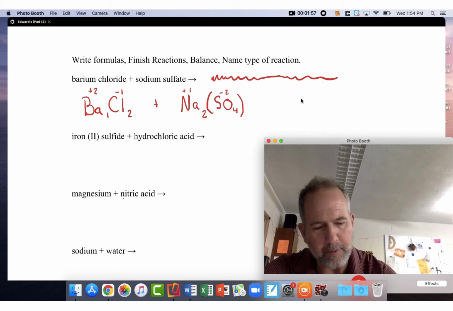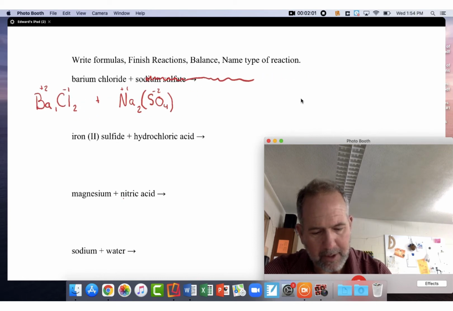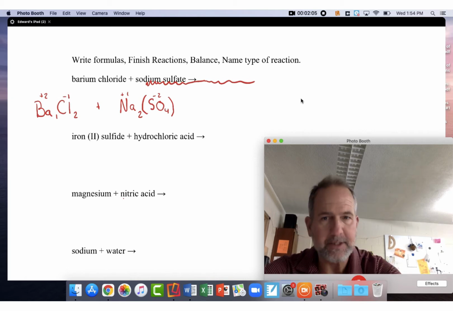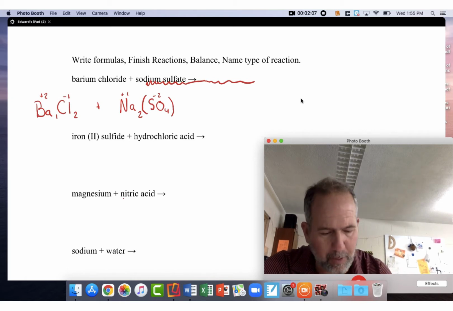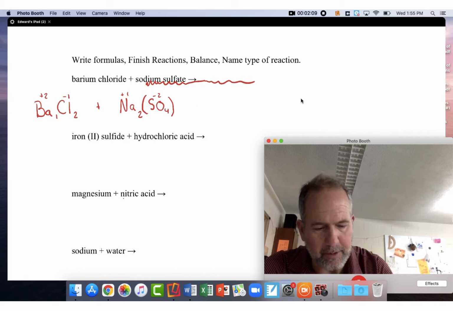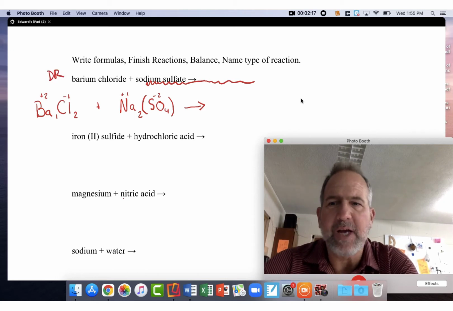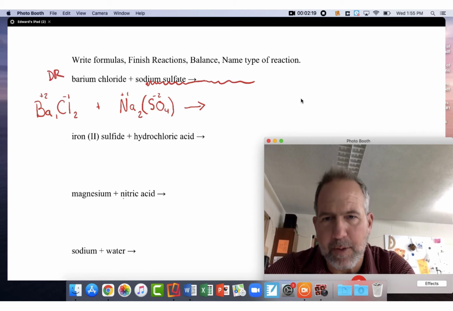Once all your formulas are correct, like we have right here, then we're ready to do the second part. The second part of this is to find out what our products will be. So we'll draw a little arrow here. Our products, because this is a double replacement reaction. I know it's a double replacement reaction because we have 2 couples and they're going to switch partners.